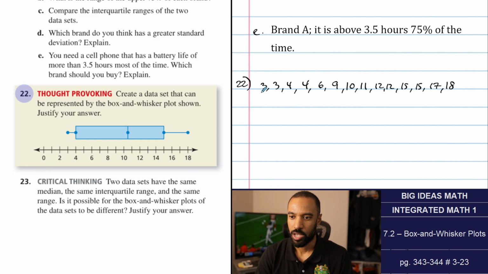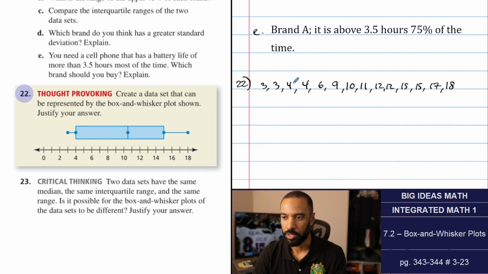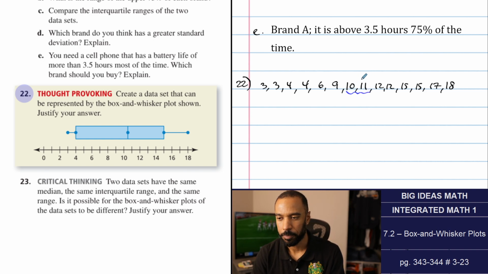So let's see if this works. Clearly this is our min, our max, right? 3 and 18. We're all good there. 1, 2, 3, 4, 5, 6, 7, 8, 9, 10, 11, 12, 13, 14. 10 and 11 are the 2 middle values. Halfway between 10 and 11 is 10 and a half.